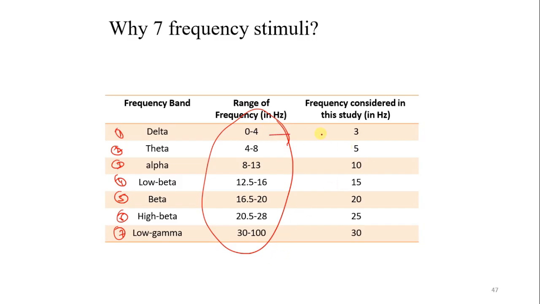Then from the electrodes, whatever amplitude values you are getting, you can do a brain mapping. So which part of the brain has been activated the most?